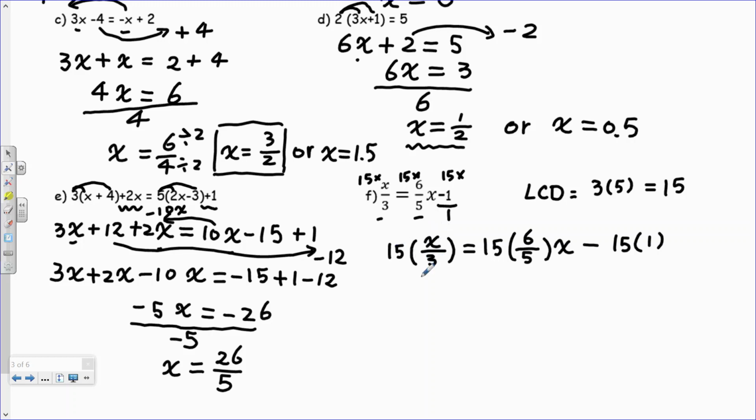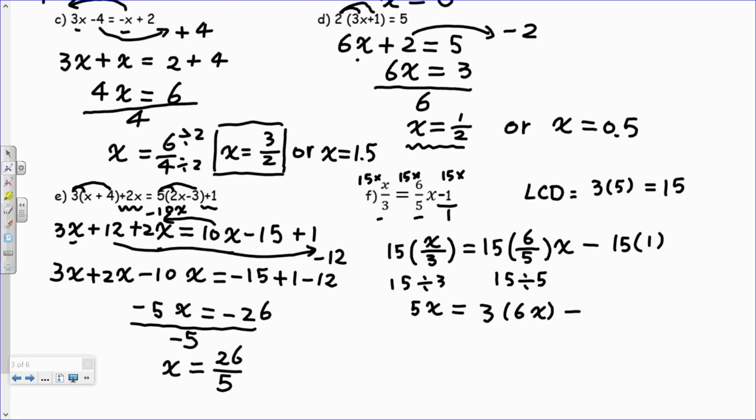Then the next step, do not multiply the 15 with the numerator. Do the division. 15 divided by 3 gives you 5. So this term is 5x. Do the division. 15 divided by 5 gives you 3. Then you will see you get rid of the denominator already.